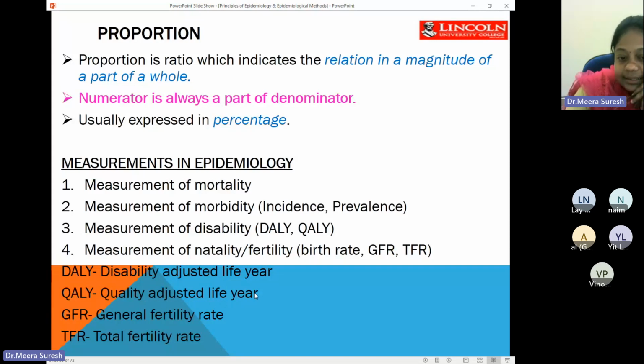We won't be getting into these details. And measurement of natality. Natality means birth or fertility. So we have the birth rate, GFR, which is the general fertility rate, and TFR, total fertility rate. So these are the different measurements in epidemiology, and I already told you, not only these, there are a lot of others, but mostly the four most important ones will be these four, and we will be studying in detail only about mortality and morbidity.